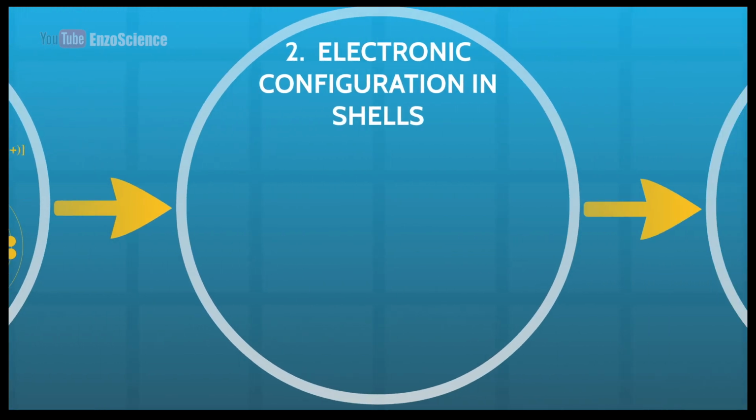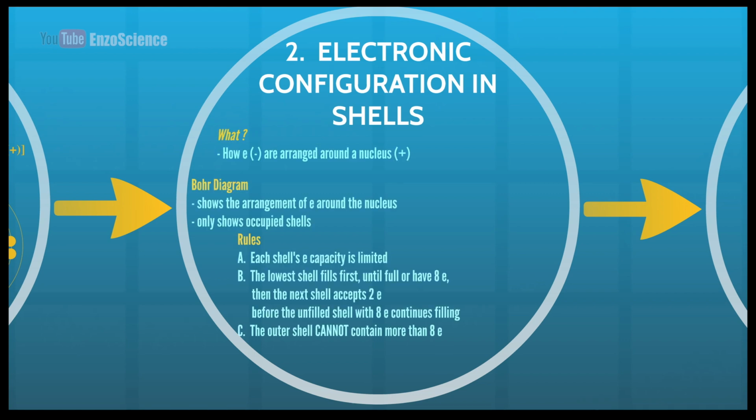Alright, regarding the second point, let's take a look at electronic configuration in shells. It tells us how electrons are arranged around a nucleus. The Bohr model is a tool used for showing electronic configuration, and only occupied shells are presented. There are 3 rules when using a Bohr diagram. Number 1. Each electron shell's capacity is limited, and the maximum is different from each other. In this table we can see that the first shell can only contain 2 electrons, while the 4th shell can accommodate up to 32 electrons.